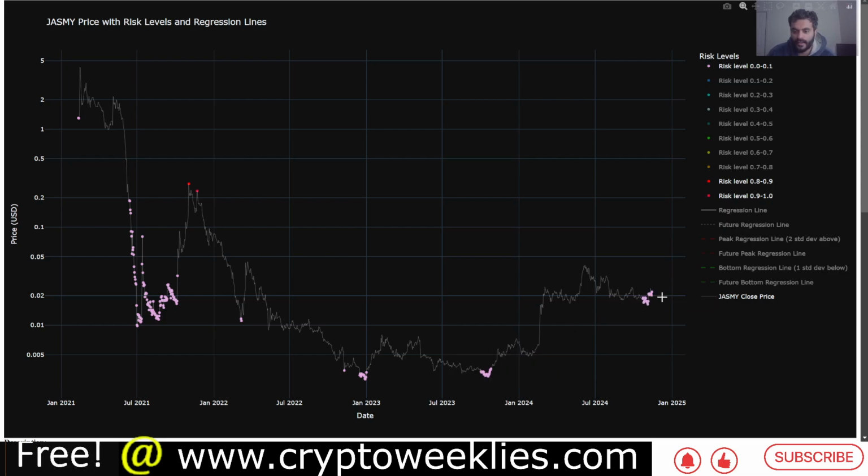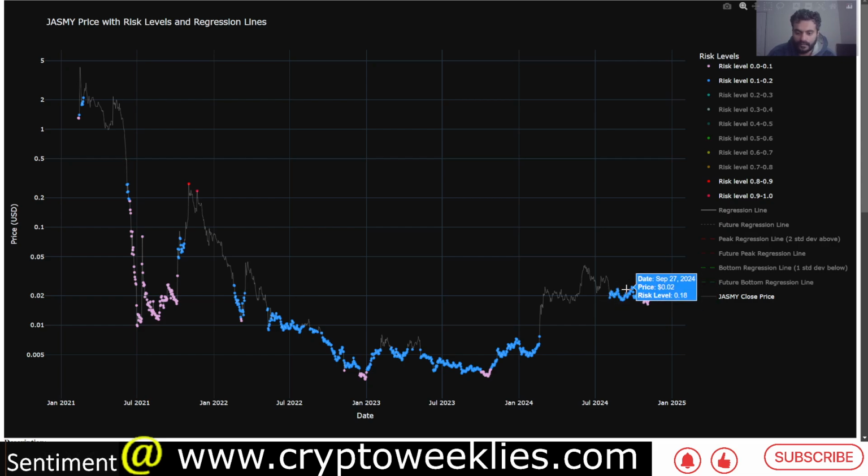You can see over here right now we are in that purple zone, and if you want to expand the scope of the DCA at some of the low risk levels, you can, per your own risk tolerance, go between 10% or less than 10%, or less than 20% risk, 0.2 risk. That is also a range that was available since August of 2024, and throughout the bear market of 2022 and 2023, Jasmy was in this risk regime.